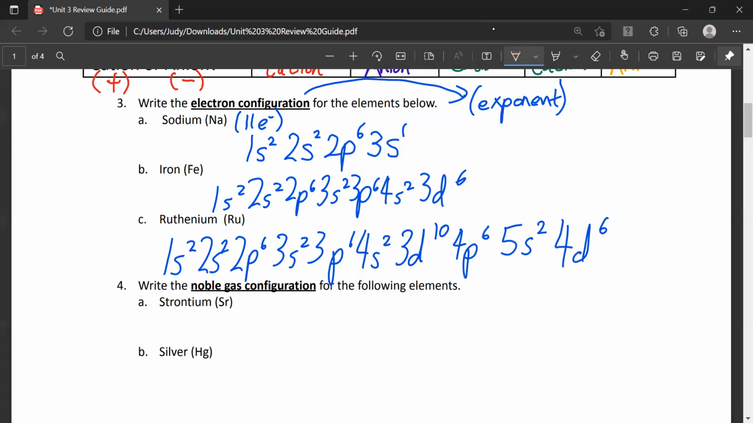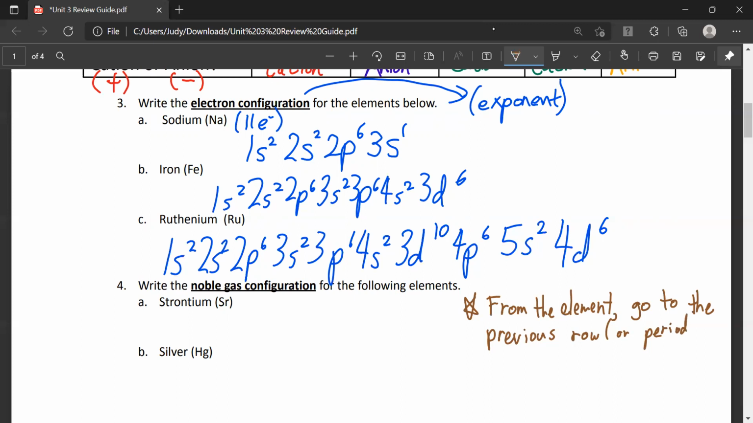So what we're going to do is, for noble gas, there are 2 points that you need to remember. One is, from the elements that you are given, I want you to go to the previous row or period. So rows and periods are the same thing. Next, what I would like you to do is go to the noble gas. And this way we will know which noble gas to use.